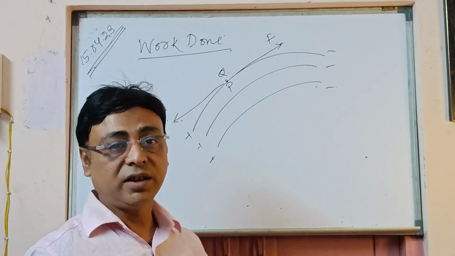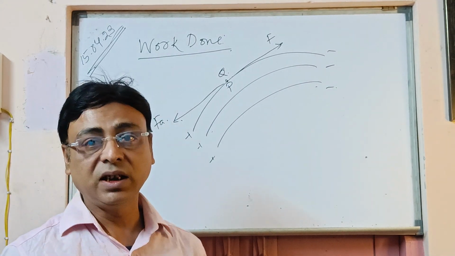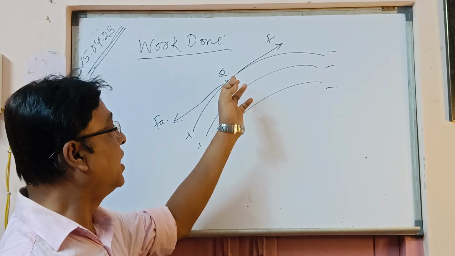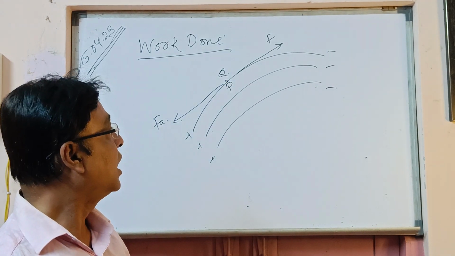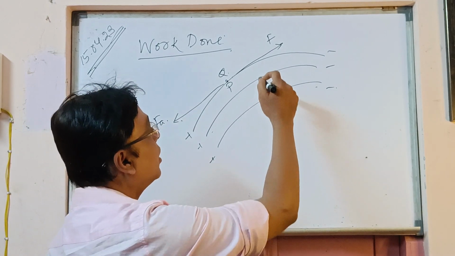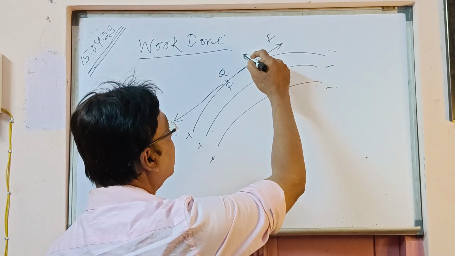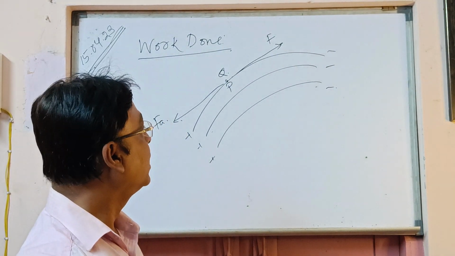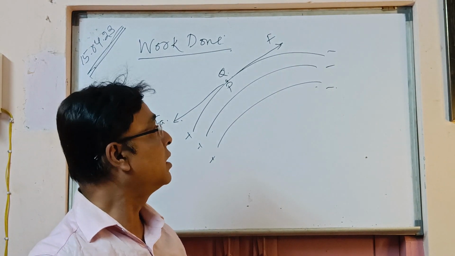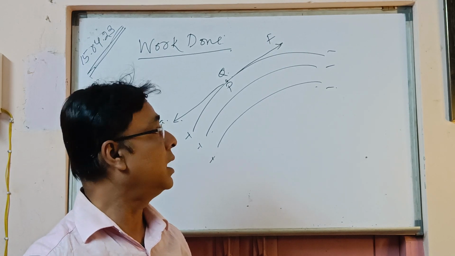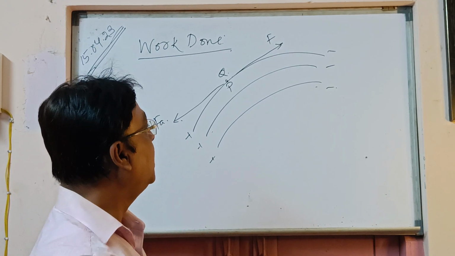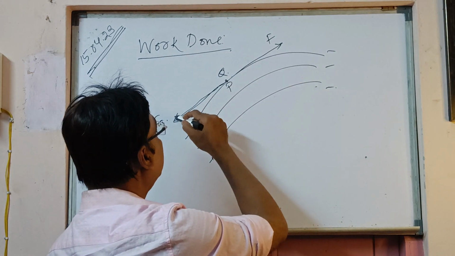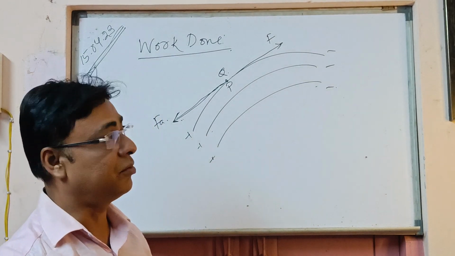Now the next topic is work done. What do we mean by electrical work done? Suppose a charge Q is placed at the point P. The direction of the electric field will be along this direction, from positive to negative charge, and we know that the direction of the electric field is the direction of the force. So to keep the charge in equilibrium, we have to apply a force, suppose it is Fa.